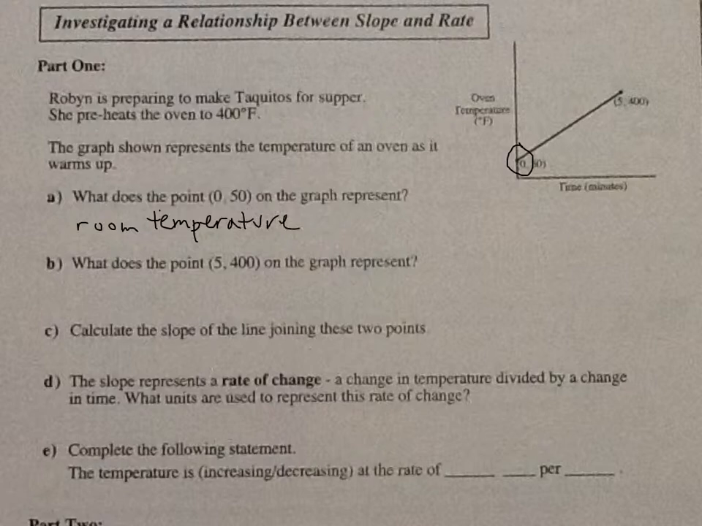All right, part B. What does the point 5, 400 on the graph represent? Well, 5 corresponds to the time in minutes, and 400 corresponds to the oven temperature. So that represents that the oven is 400 degrees after 5 minutes.